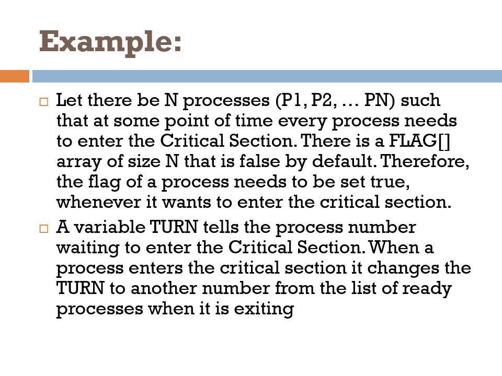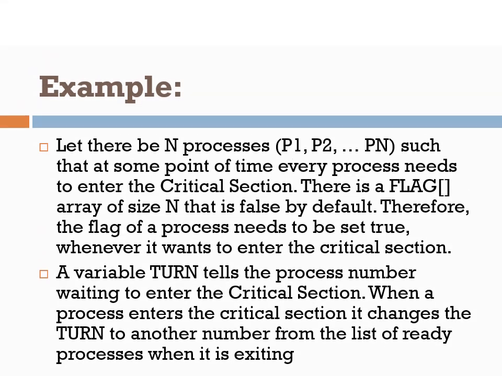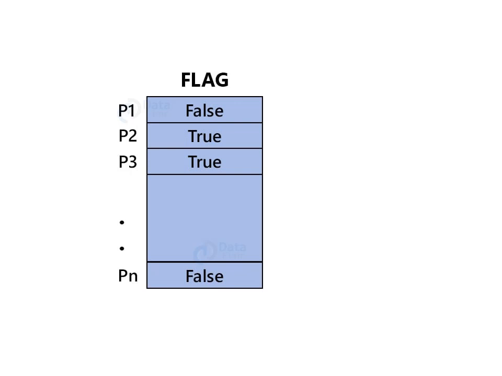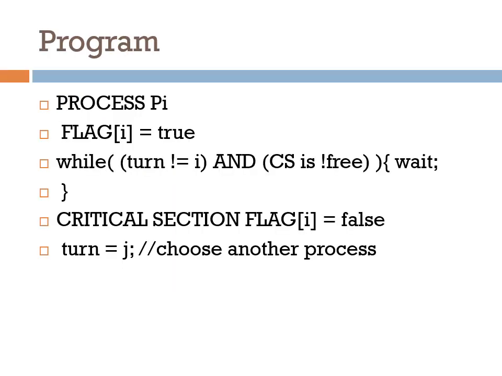There is a flag array of size n that is false by default. Therefore, the flag of a process needs to be set true whenever it wants to enter the critical section. A variable turn tells the process number waiting to enter the critical section. When a process enters the critical section, it changes the turn to another number from the list of ready processes when it is exiting. We can understand the example with the help of the diagram. You can see that there is a diagram representing the example. The program for that particular example is shown here, which you can easily see and understand. It is very short and very easy to understand.